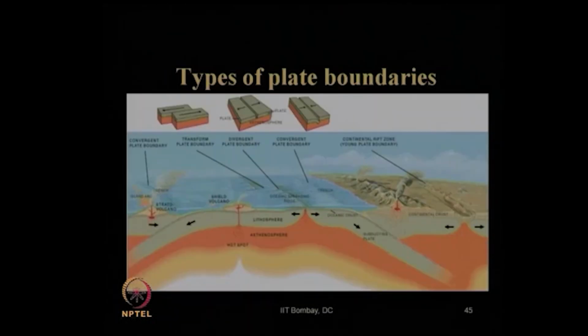Now, these types of plate boundaries at different locations, you can see over here. This is a convergent plate boundary, as we have seen, two plates converging to each other and one has to go below the other. This is a divergent plate boundary and this is the transform plate boundary. At different locations of Earth's crust they can occur.